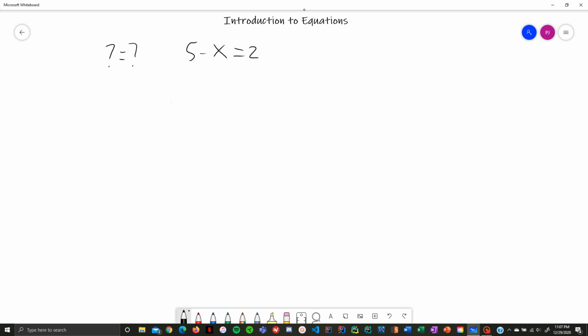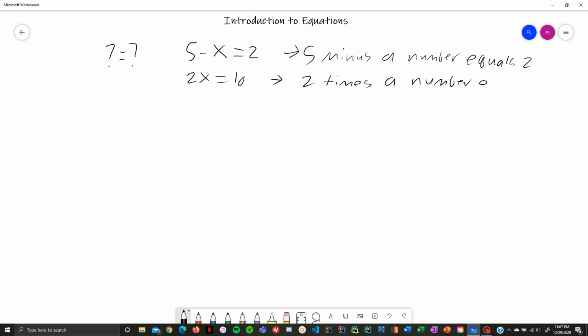So let's go ahead and actually write this out. So what this really means is 5 minus a number equals 2. You also might have the same for, say, a multiplication problem. You might have 2 times x is equal to 10. Now keep in mind in algebra, when 2 and x are together just like this, it means to multiply. So this is also an equation. What this means is 2 times a number equals 10. And of course, we don't know what x is at this very moment.